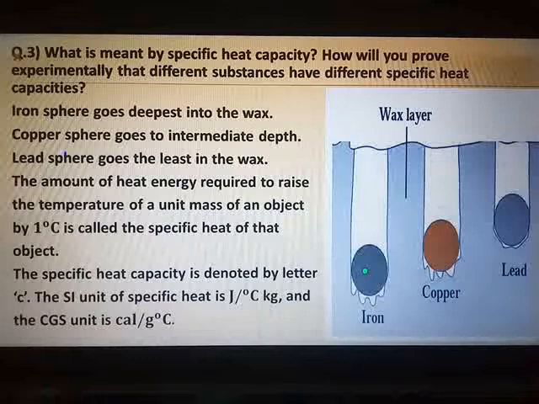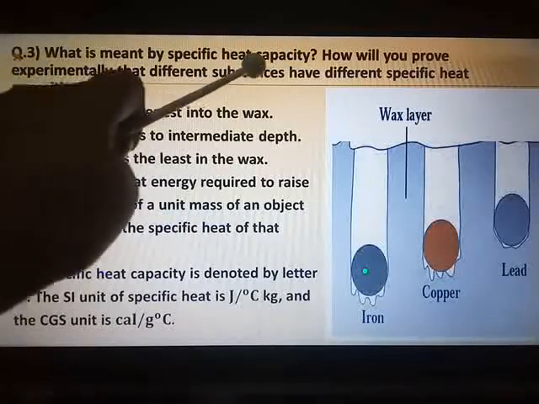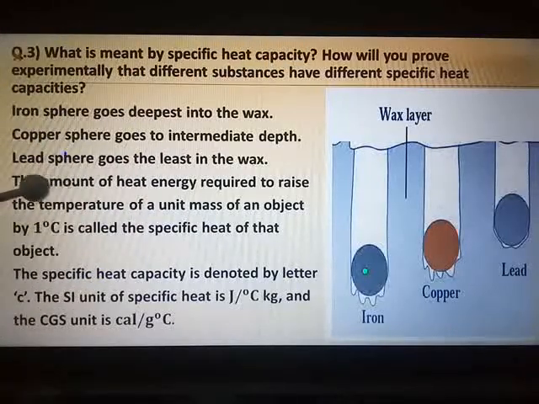Then one more observation you have to add. This shows that for equal rise in temperature, the 3 spheres have absorbed different amounts of heat. And then you can define what is specific heat. They have asked what is meant by specific heat capacity. You can see the definition in bold black color on the same page.